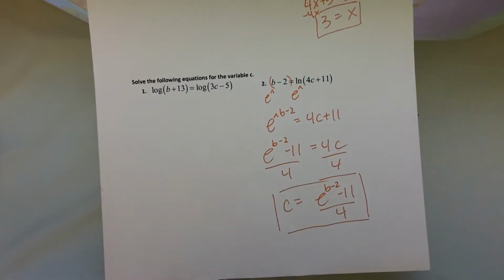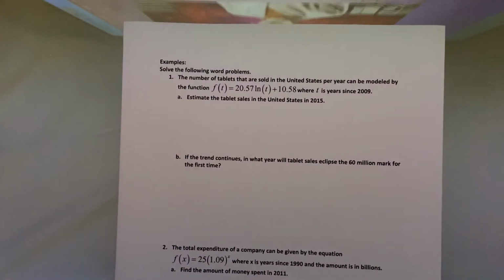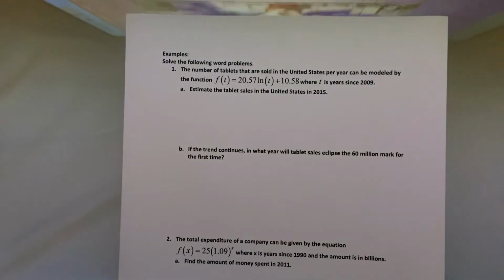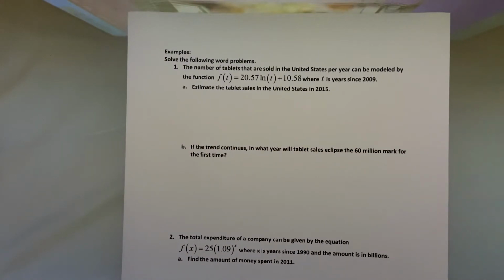Now the last thing we could have is some word problems. Most of them are pretty simple. For example, the number of tablets that are sold in the United States per year can be modeled by the function f of t equals 20.57 times the ln of t plus 10.58, where t is years since 2009. Estimate the tablet sales in the United States in 2015.